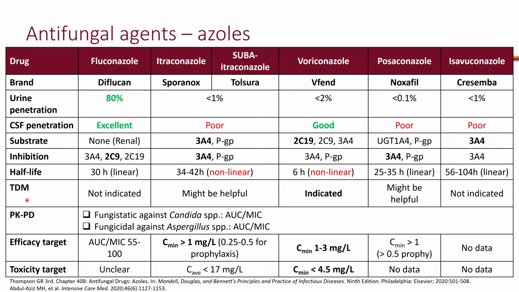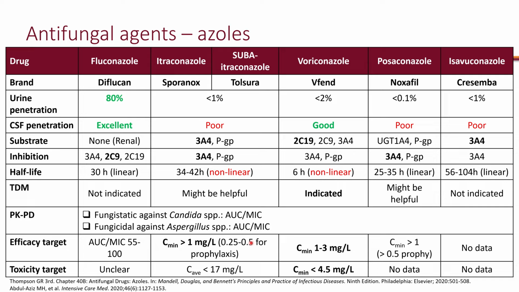So essentially, fluconazole is so well tolerated and there's not much variability between patients that therapeutic drug monitoring is not indicated for fluconazole. For itraconazole, there is some variation between patients, so it might be helpful to get levels. In very high-risk patients such as transplant patients, it's often done, so the levels are taken. For efficacy in general, the level needs to be at least 1 for treatment, and if it's for prophylaxis, a slightly lower level is okay, so 0.25 to 0.5.